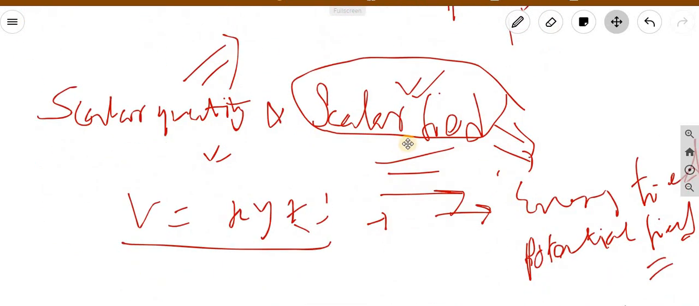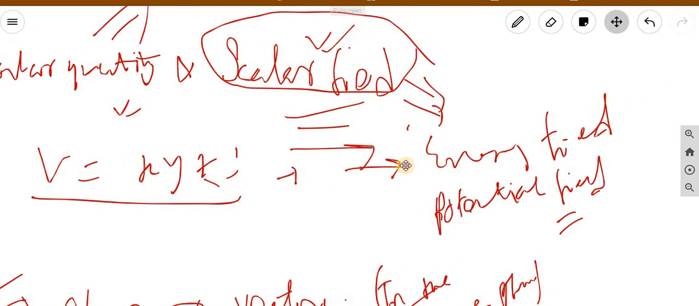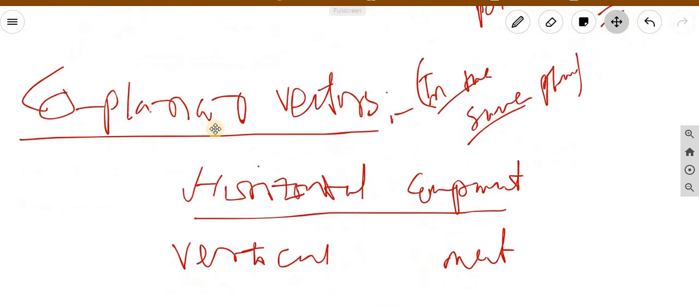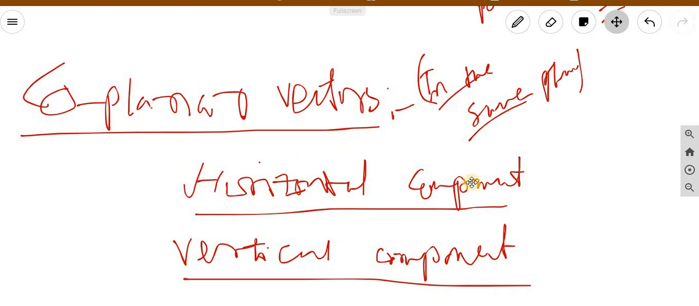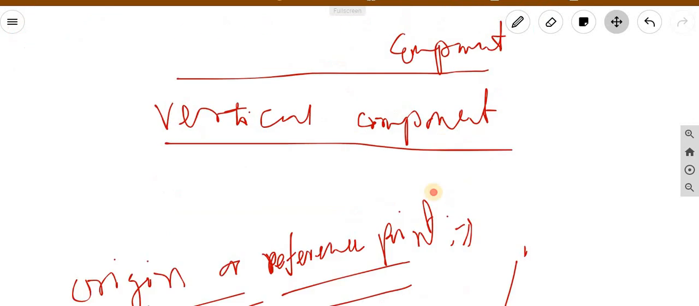In the scalar field, the scalar quantity is a simple quantity: temperature, mass, volume, pressure. These are fields. In this curriculum we will see that the potential field is a scalar field, and many more. And for the coplanar vector, we discussed that the horizontal component and vertical component will be there, with the vectors in the same plane.